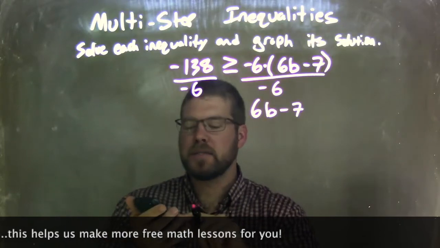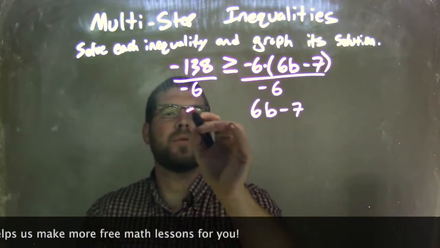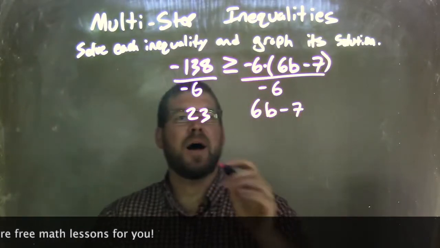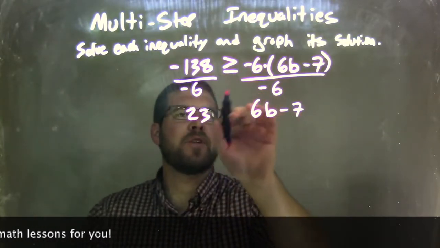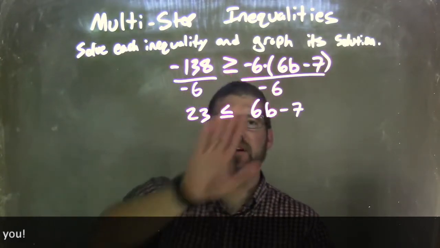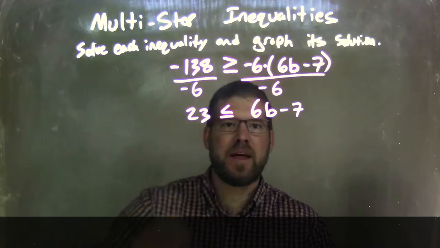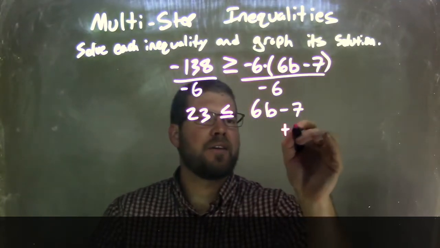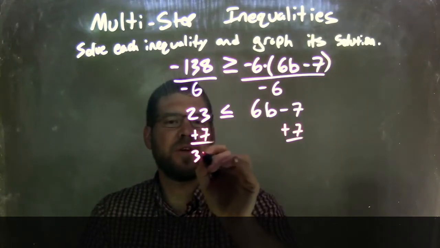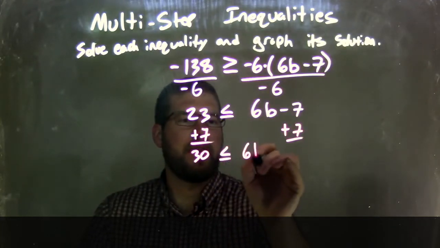138 divided by 6 is 23. Now it's a positive 23 because a negative divided by a negative is a positive. Then I need to flip my inequality from a greater than or equal to sign to a less than or equal to sign, because we divided by a negative. Now let's add a 7 to both sides. 23 plus 7 is 30, which is less than or equal to 6b.